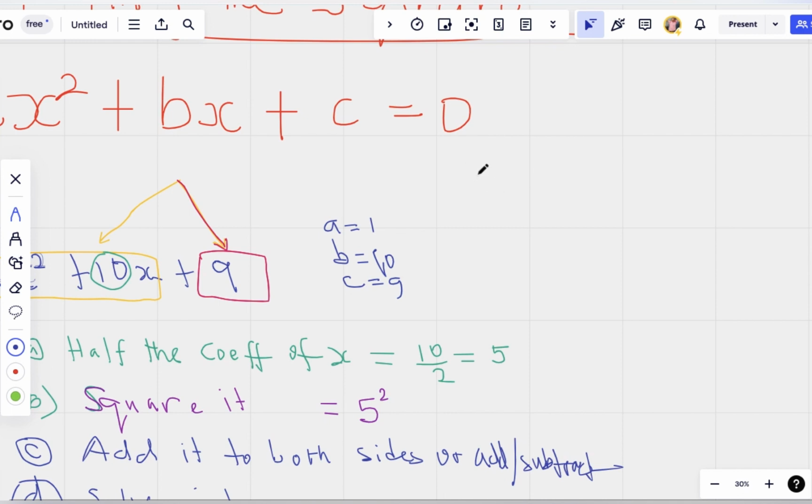If it was like this, for example, the equation is x squared plus 10x plus 9 equal to 0, we would have done it like this. The next step would have been to move the constant to the right. It would have been plus 10x equal to, you move this positive 9 to the right, becomes negative 9. It would have been like this if it was an equation.